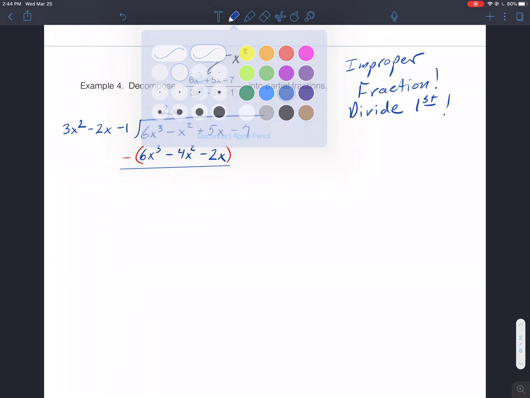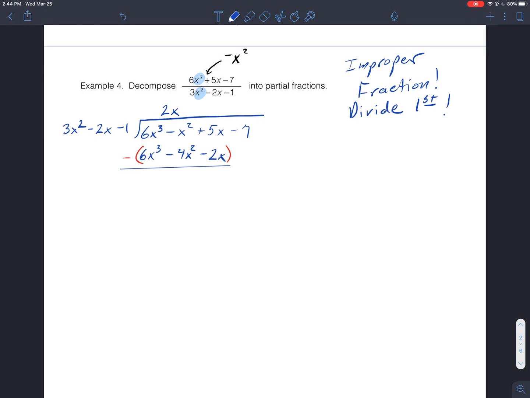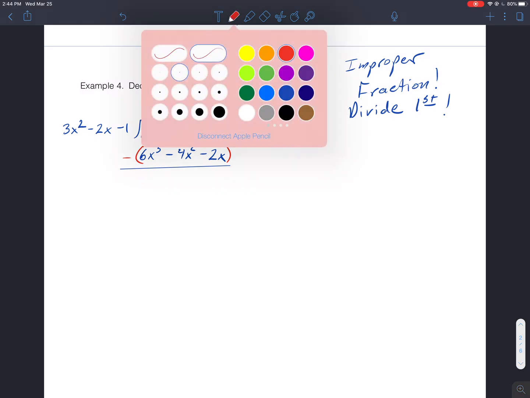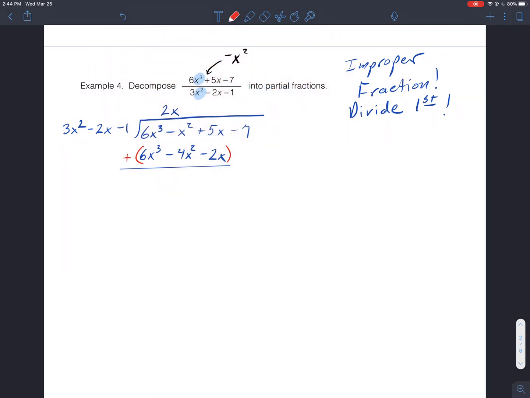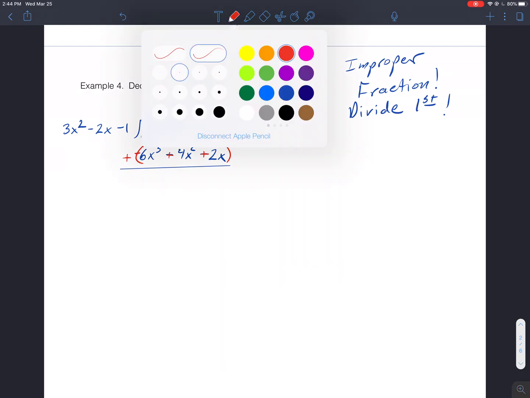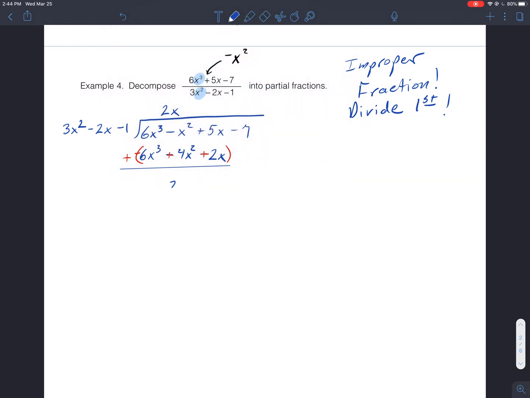And when I subtract, the 6x cubes go away, and it turns into addition of the opposite. All right, so 3x squared plus 7x, and then I'm going to pull down this minus 7. All right, and I start the process over again. Notice that 3x squared already matches the 3x squared, so I'm just going to divide and get 1. And that's the next term of my answer, 2x plus 1.